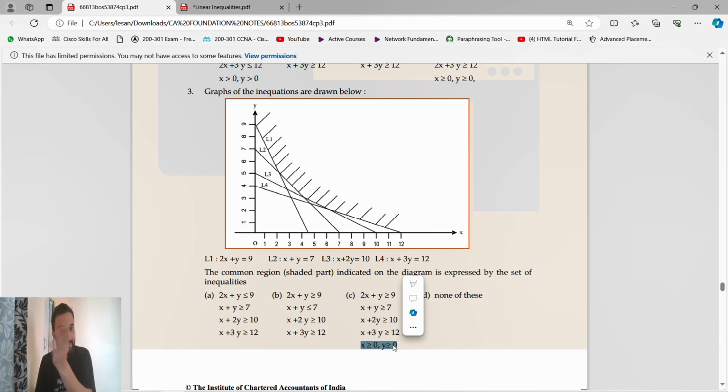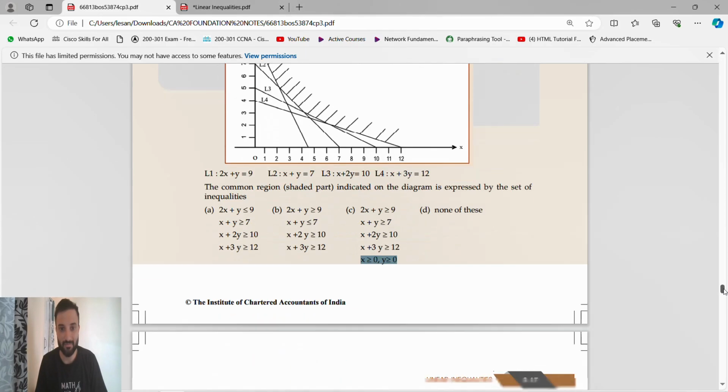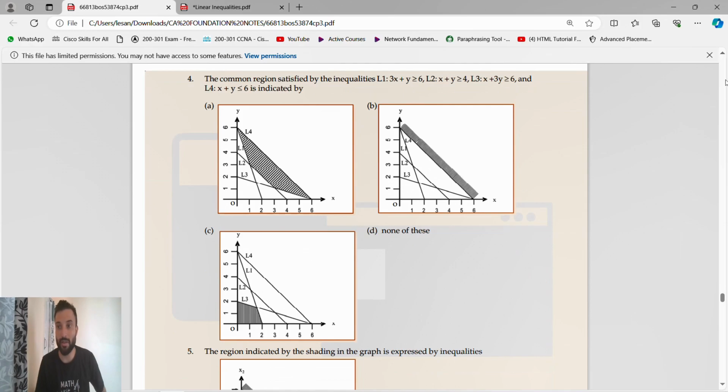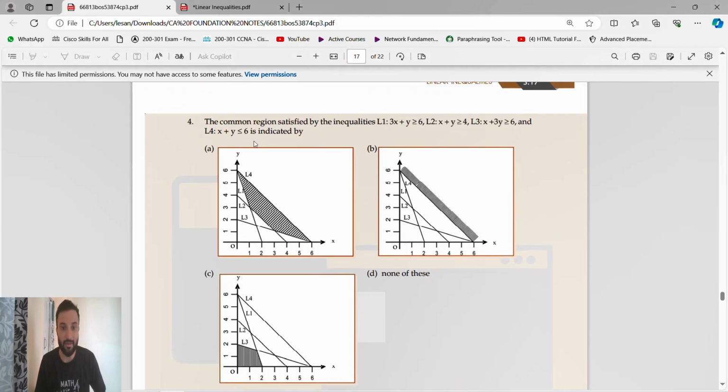And all common region is what? Common region is all outside means symbol is all greater than. So greater than, greater than, greater than, greater than. That's it. Option C is the answer. Okay, now next is what? Next is they have given an equation. From that we have to find the graph.